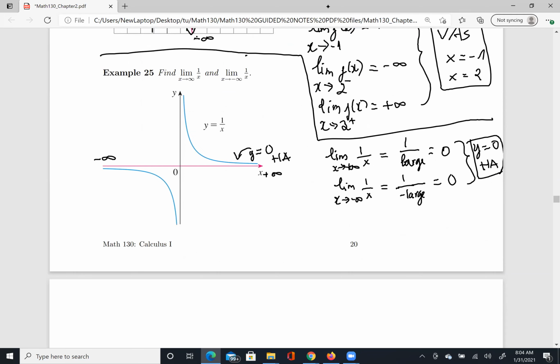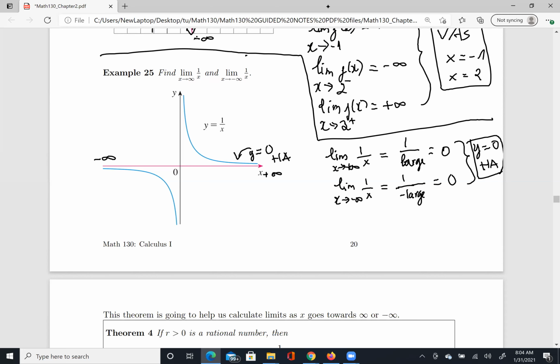And they don't ask you, but if you want to find the vertical asymptote, that should be x equal to 0 in this case.